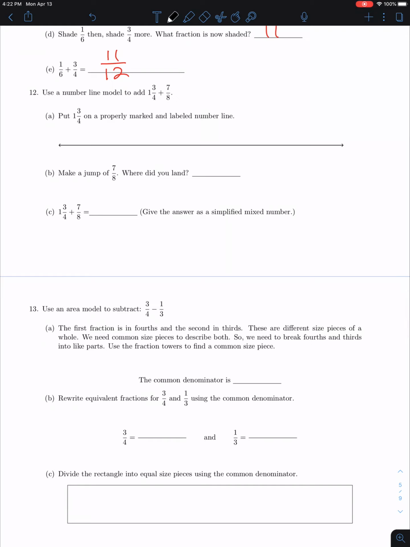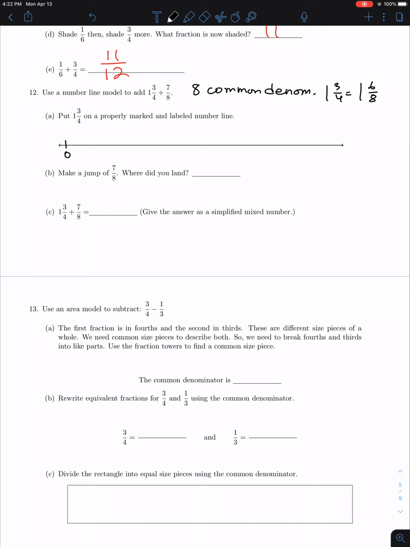Again, we're adding 1 3/4 plus 7/8, so they don't have a common denominator. The first thing we'd want to do is write these both with common denominators, so that way we have the right number of tick marks. In this case, 4 and 8, we could just use 8 as our common denominator. So what we want to do is change 1 3/4 into 1 6/8 by multiplying the top and bottom of 3/4 by 2. So now we're safe to actually put this on a number line.